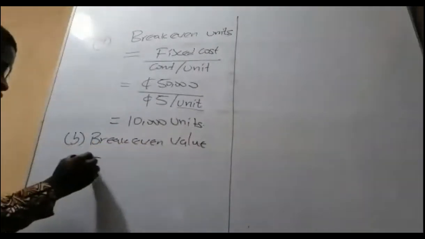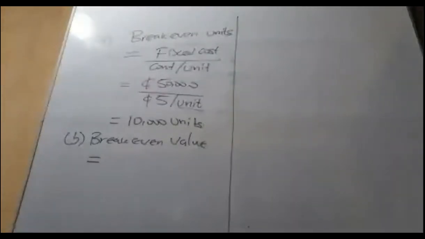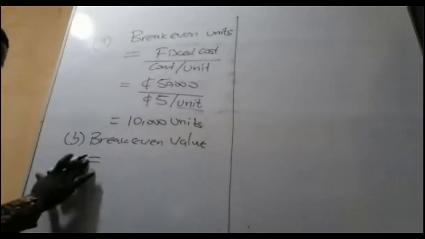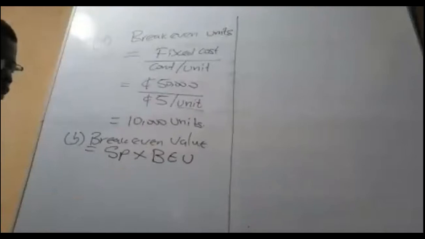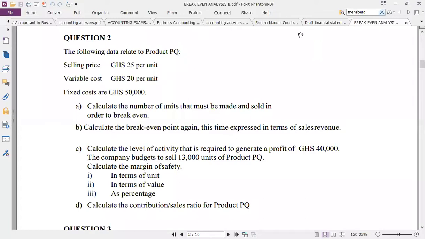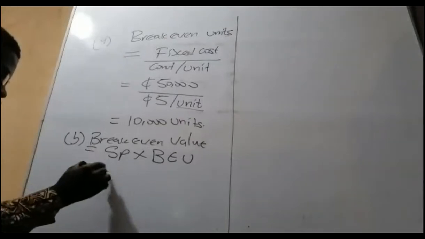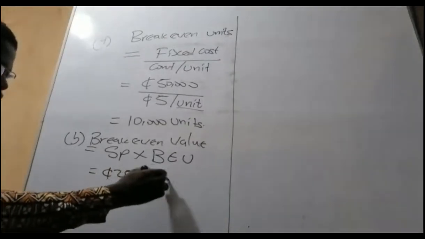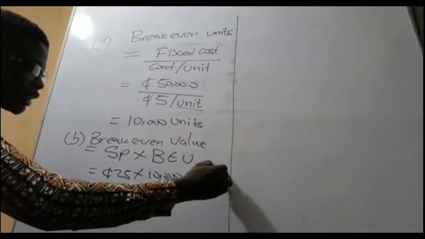I'll tell the examiner that there are two formulas, but now we're using the first one. It's the selling price times the break-even units. Now let's go to the question to pick the selling price. That's 25. Selling price is 25 Ghana cedis. So therefore, the selling price of 25 Ghana cedis times the 10,000 break-even units will give us 250,000 cedis.